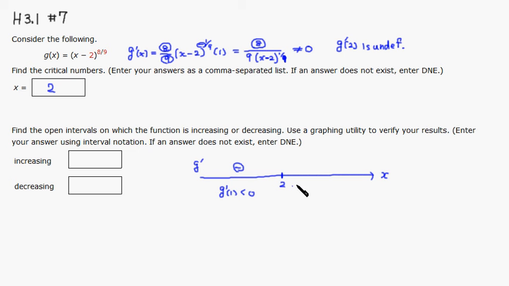Then we try something bigger than 2, for example 3. So g prime of 3: the 8 is positive, 9 is positive, 3 minus 2 is positive, so everything is positive in this case. Therefore you get a positive there, which means it is increasing on the interval from 2 to positive infinity, and decreasing on the interval from negative infinity to 2.